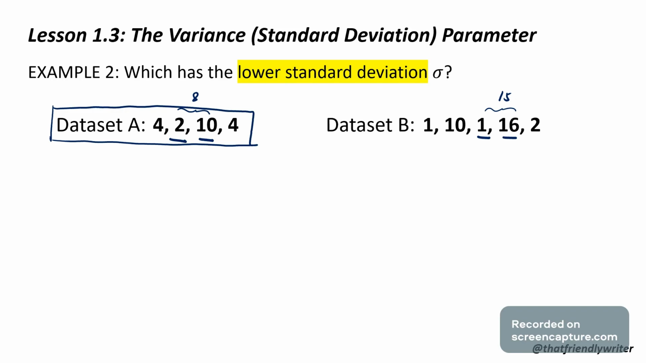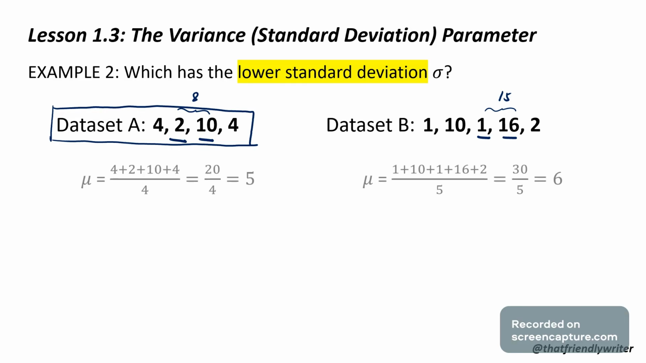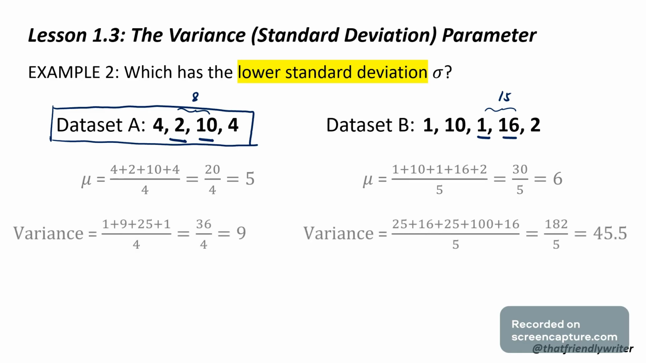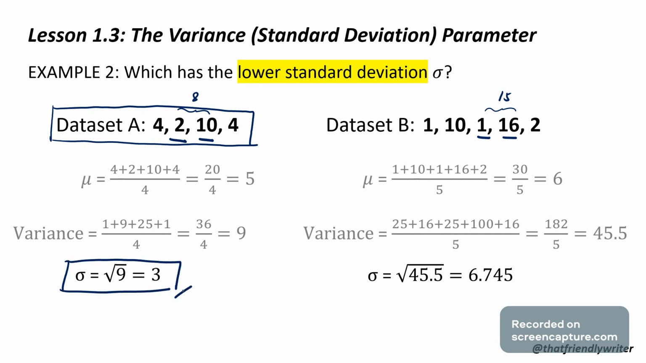If you want to see the actual solutions, here are the solutions. Pause the video and try figuring out how the numbers were taken. Here are the means, the variances, and the standard deviations. Note that dataset A has the lower standard deviation of 3, whereas dataset B has a larger standard deviation of 6.745.